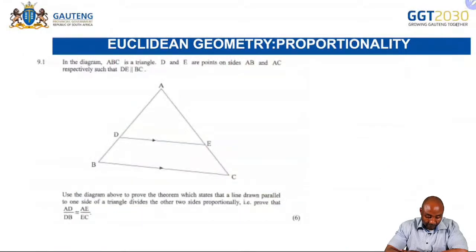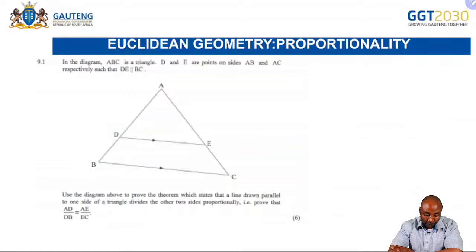Now, we move on to the grade 12 theorems. Proportionality theorem. We know that if a line is drawn parallel to the third side of a triangle, it will divide the other two sides proportionally. Here is the theorem. We are supposed to prove that AD over DB is equal to AE over EC.